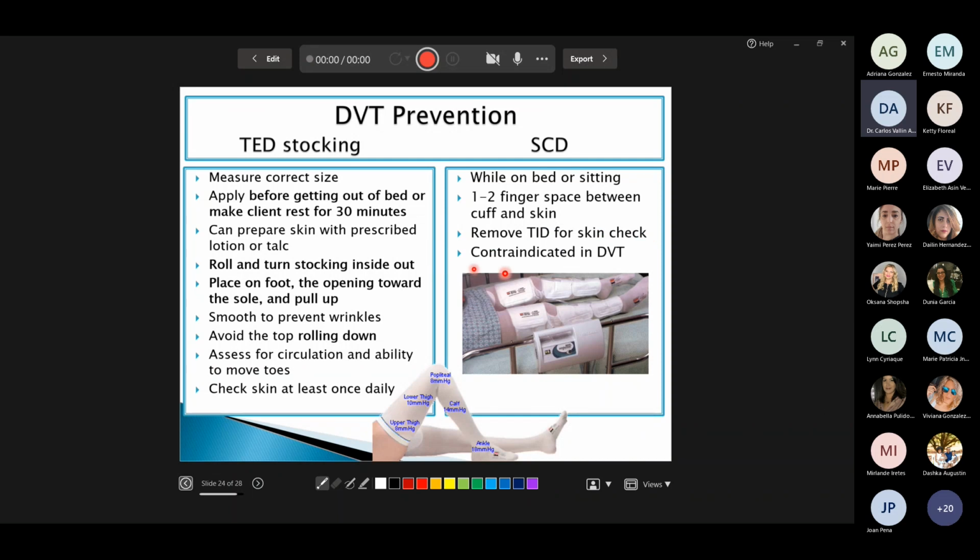And if the patient already has a DVT, you cannot put either the TED stockings or the SCD, because it's going to pump the clot to the lungs.